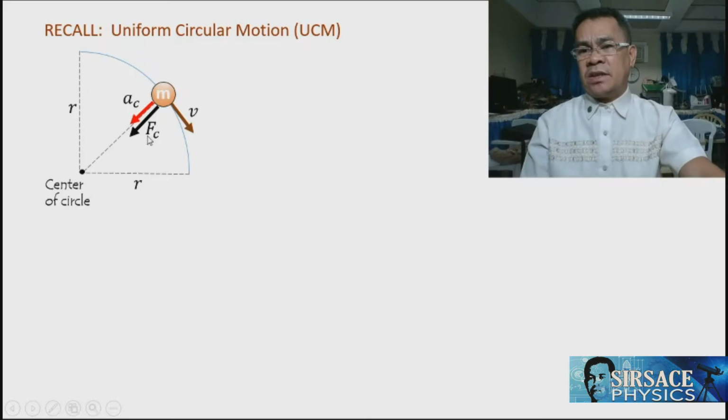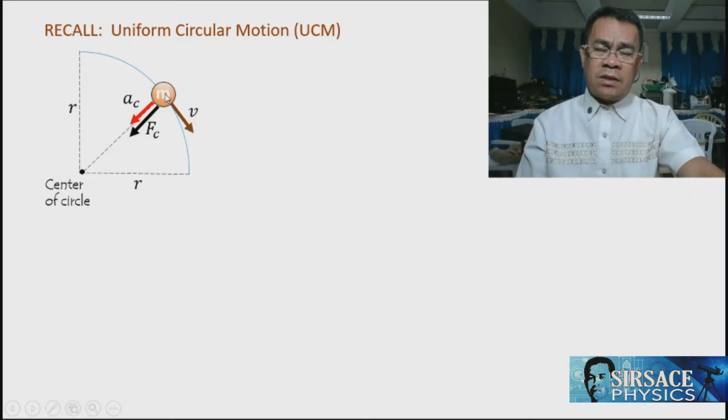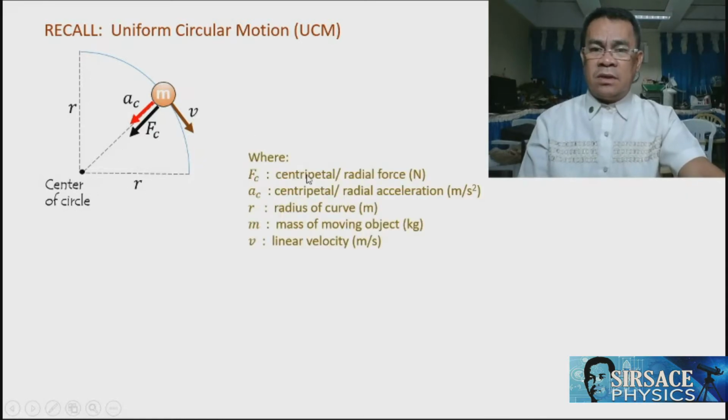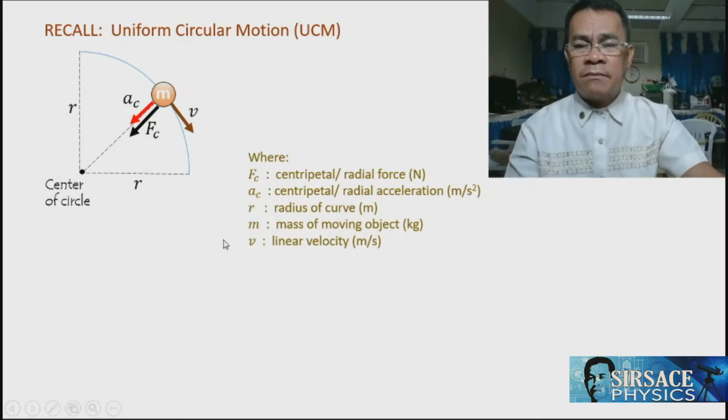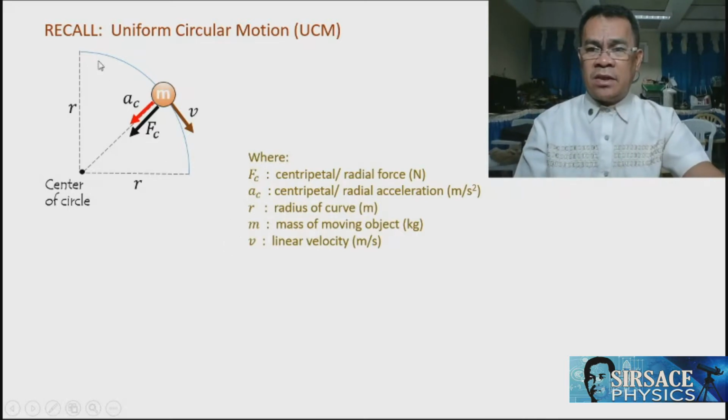So centripetal force is the force applied to the object so that the object can make a turn towards the curve with a maintained radius of r. If F_c is centripetal force or radial force, the unit should be Newton, while a_c is the centripetal acceleration or the radial acceleration, the unit should be meter per second squared. Radius r is the radius of the circle, and m is the mass of the moving object in kilograms, while the velocity v is the linear velocity, and the unit should be meter per second.